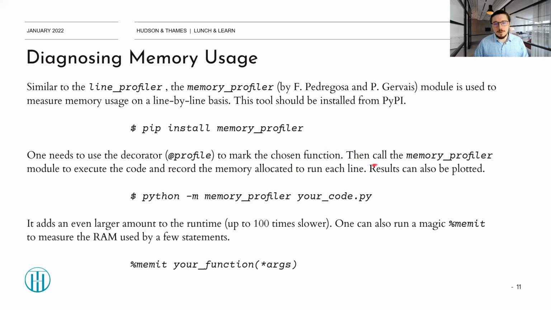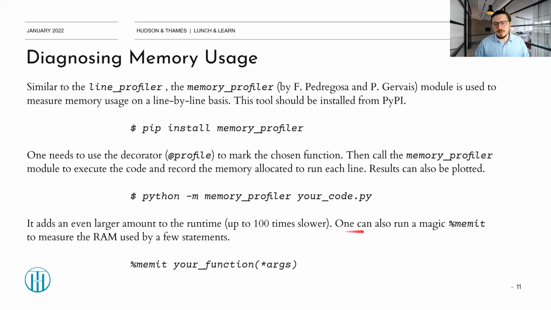Then you would call memory profiler from your console with python -m memory_profiler and your code.py. These results can also be plotted if you wish, but do keep in mind that it adds a very big overhead to your runtimes, up to 100 times slower your code may run. And in this case, if you have a big code chunk, you might want to leave it overnight just to check the results in the morning.